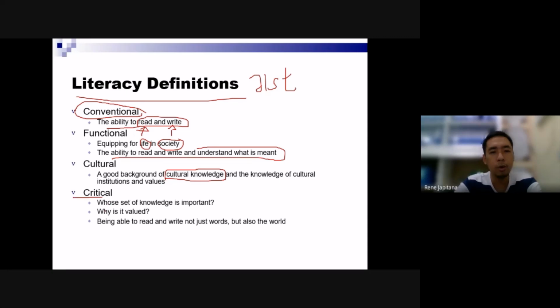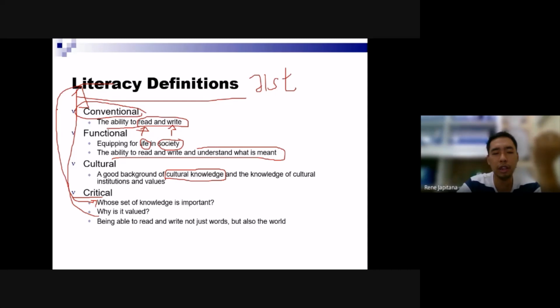Critical: whose set of knowledge is important? Why is it valued in literacy today? It is so critical to have that kind of knowledge. Why is it valued? Today, if you are a knowledgeable individual, you are acknowledged by society. Especially as a teacher, or soon to be a teacher, you are recognized and acknowledged in your community or in the society.